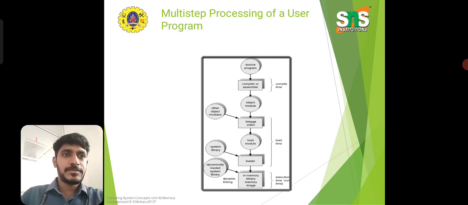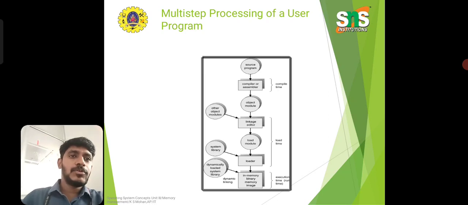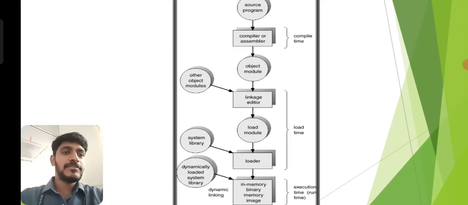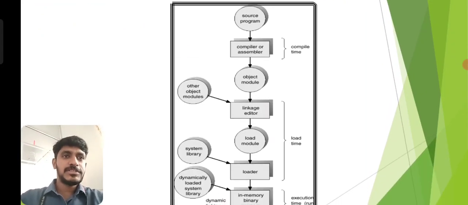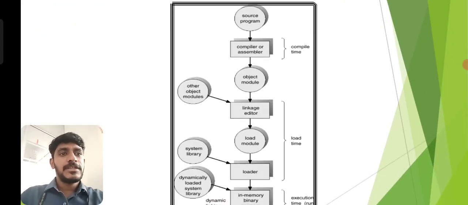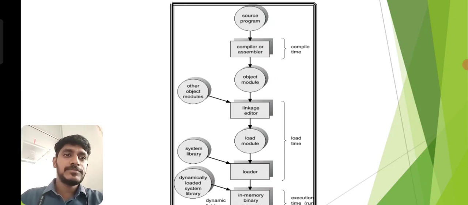In this multi-step process of a user program, look at the screen. Here we have the architecture diagram of compiler processing of a user program. First, a source program is sent to the compiler or assembler. From that, we have the object module. The object module goes to the linkage editor and load module. Other object modules should also be connected to the linkage editor. This is compile time.